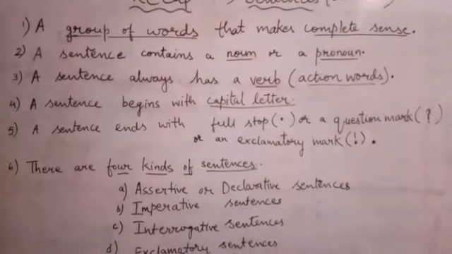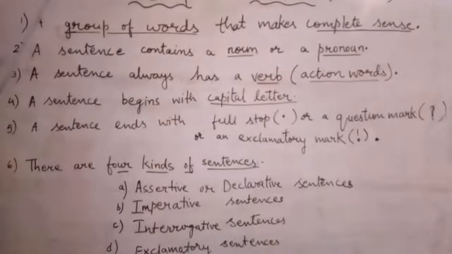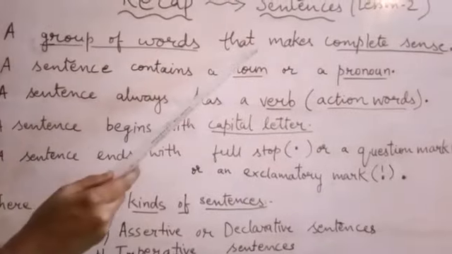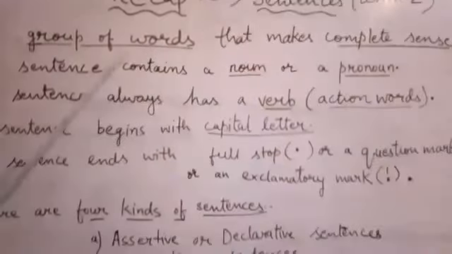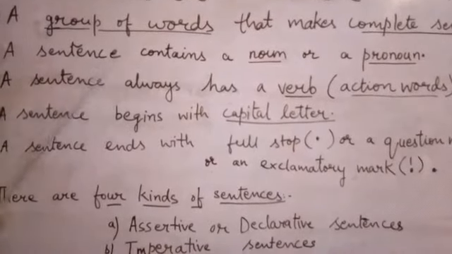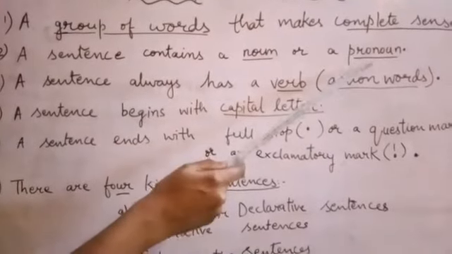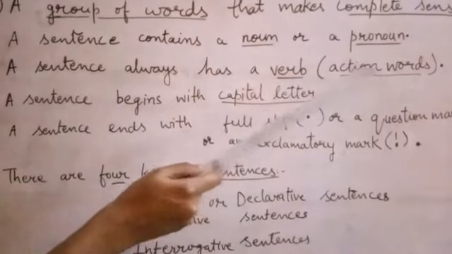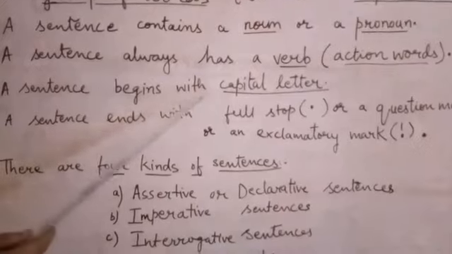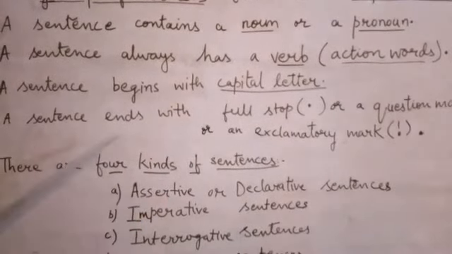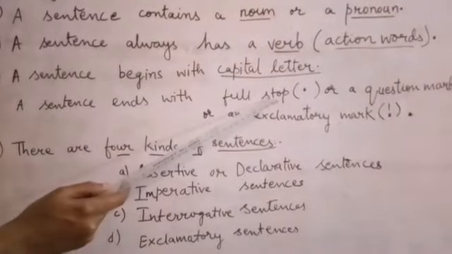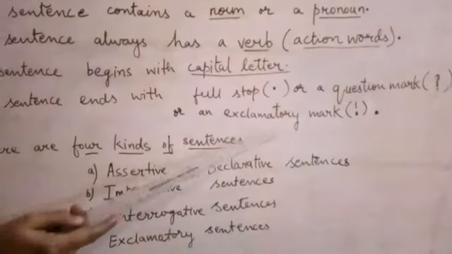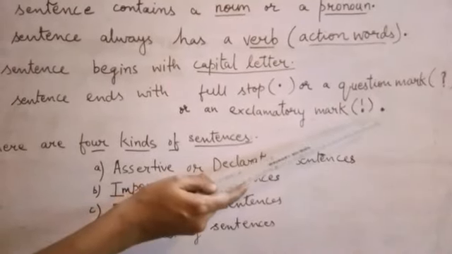Now, we will recap the whole chapter. Number 1. What is a sentence? A group of words that makes complete sense is called a sentence. A sentence contains a noun or a pronoun. A sentence always has a verb, means action word. A sentence begins with a capital letter. A sentence ends with a full stop, sign of full stop, or a question mark, sign of question mark, or an exclamatory mark, sign of exclamatory mark.